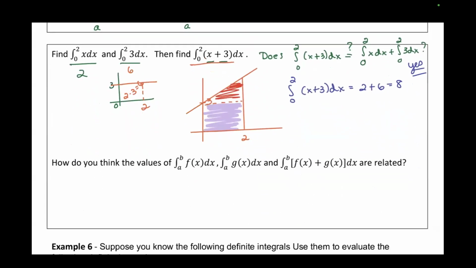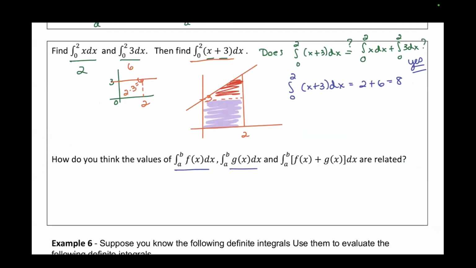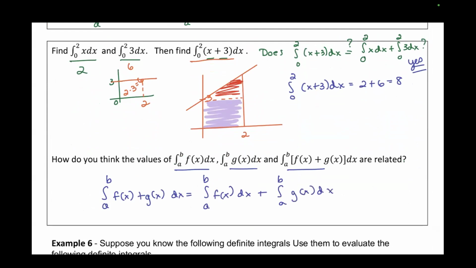All right. So how are these related? The integral from a to b of f of x plus g of x dx. You can separate it out. You can do the integral from a to b of f of x and the integral from a to b of g of x dx and add them.